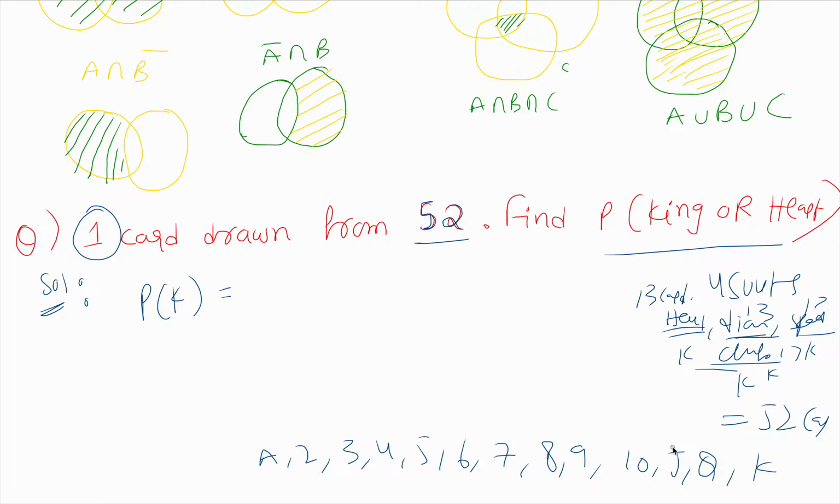For better knowledge, I also explain one thing. Jack, Queen, King are the face cards. They are 4, 4, 4, so there are a total of 12 face cards in 52 cards.